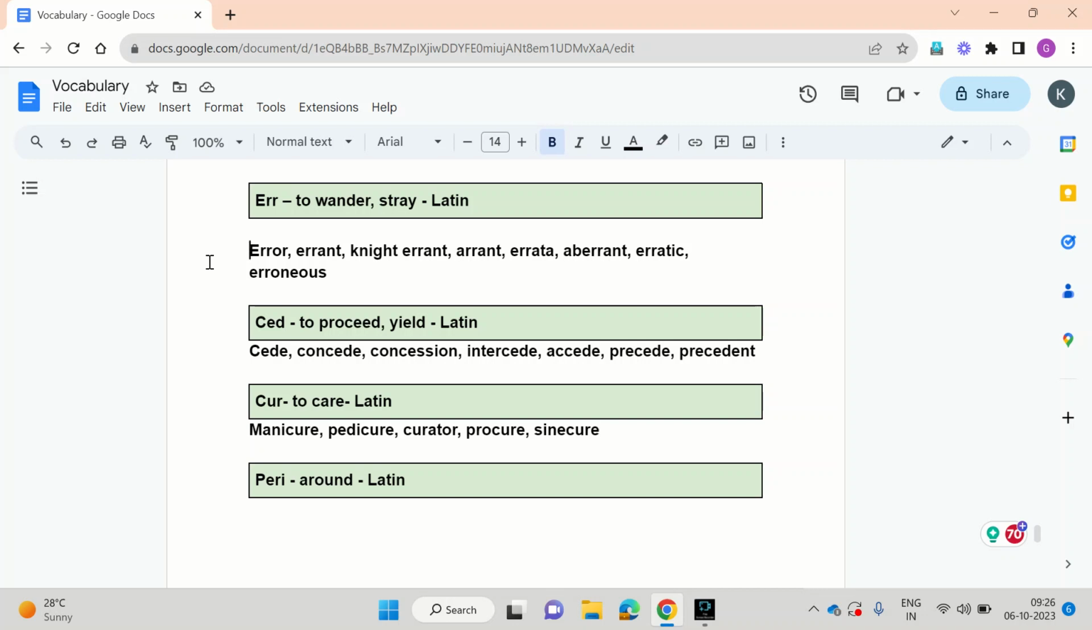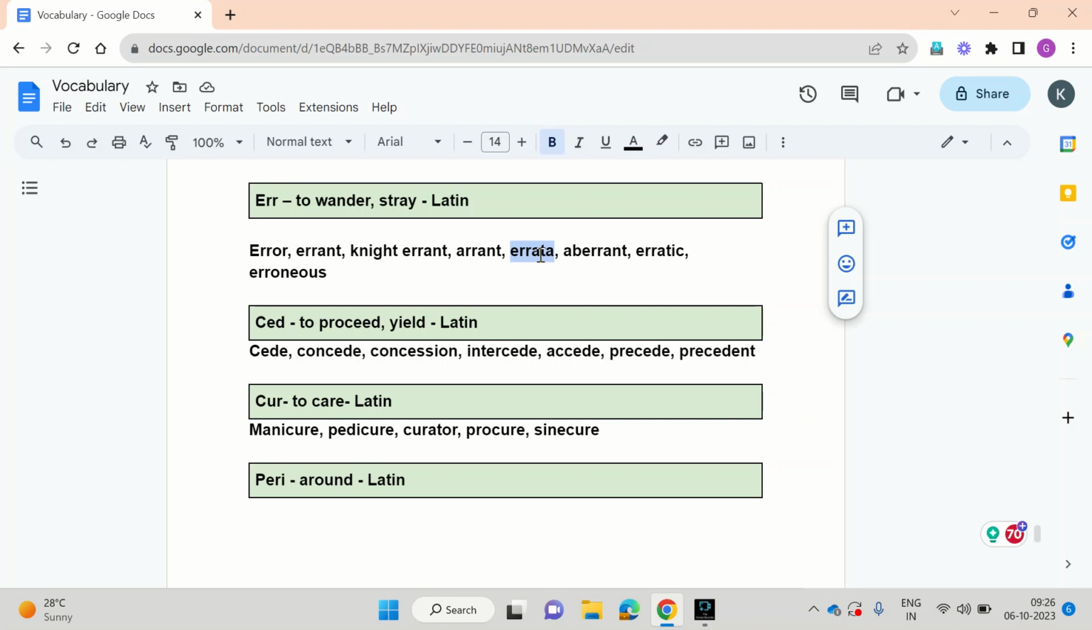Arrant, A-R-R-A-N-T, errant. This is the same as errant, an old usage. Errant with an A and with an E are both the same. A is the old usage. Errata, erratum. Erratum is singular, errata is plural. Plural. This is the list of errors which are published at the end of a book or in a newspaper.